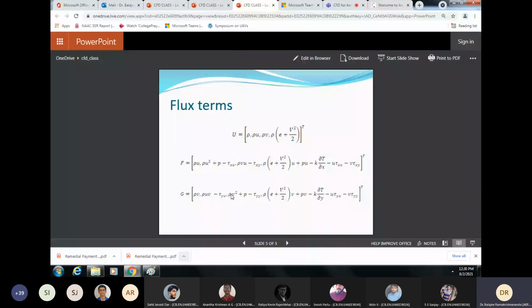Now, this is inviscid two-dimensional flow. We assume steady state also, so that these variables do not change with time. So steady, inviscid, 2D equations are known as Euler equations.